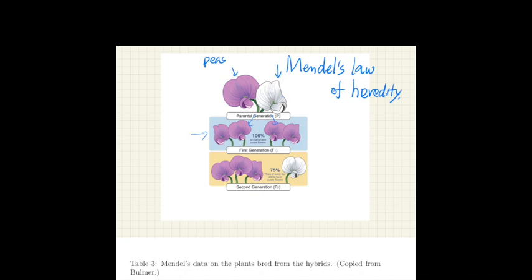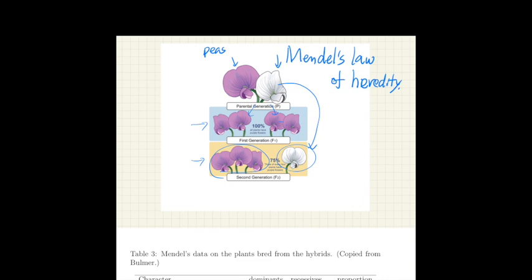Then we cross them, and in the second generation there will be 75% purple and 25% white peas. So white appears in the next generation. And Mendel came up with a theory that can clearly explain why this can happen. And this is a matter of combination of genes.